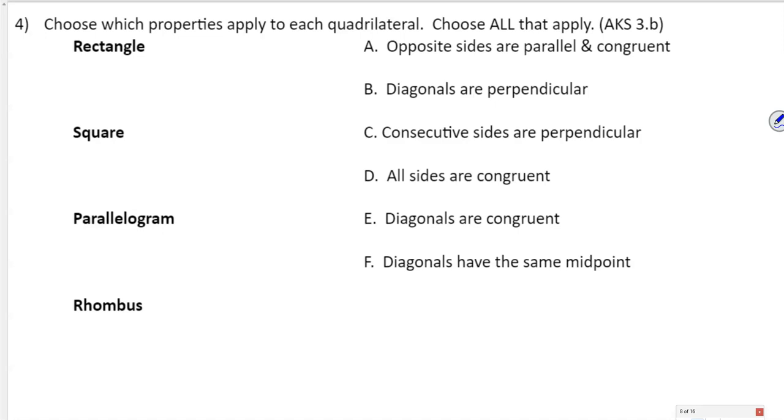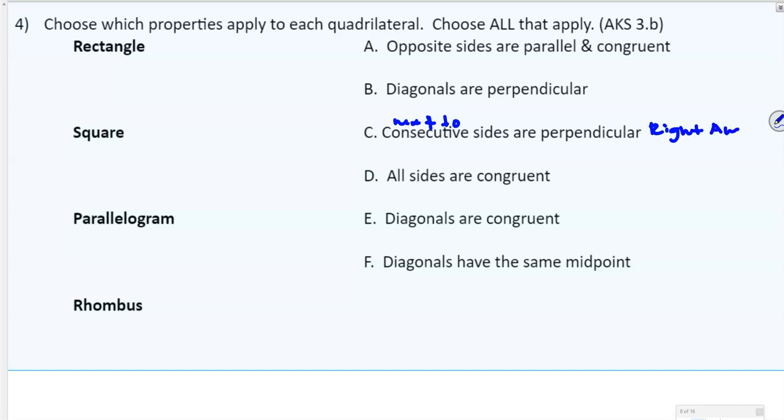All right, the next problem says choose which properties apply to each quadrilateral. Choose all that apply. Before we get going on this, I want to talk to y'all about a couple things. If it says consecutive sides, this means right next to. And perpendicular means right angles, right? So what shape has right angles? That's what you're going to ask yourself, okay?